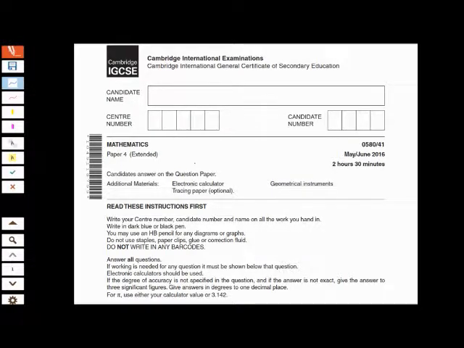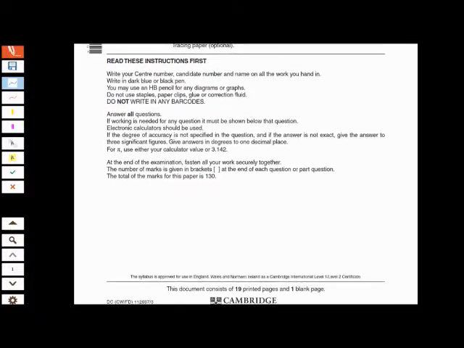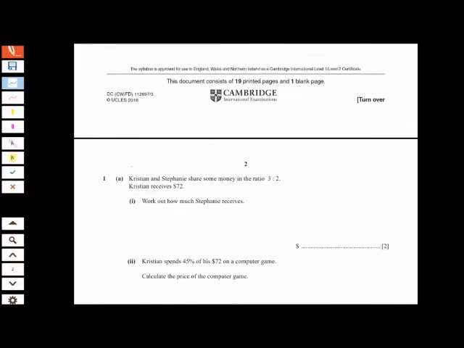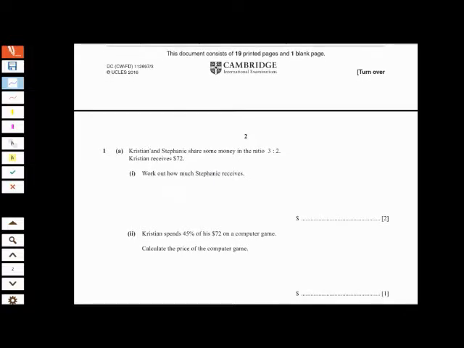Hello everyone, today we're gonna do 2016 May-June paper 4 variant 1. Let's do it. Now question 1. Kristen and Stephanie share some money in the ratio 3 to 2. Kristen receives $72. Work out how much Stephanie receives.